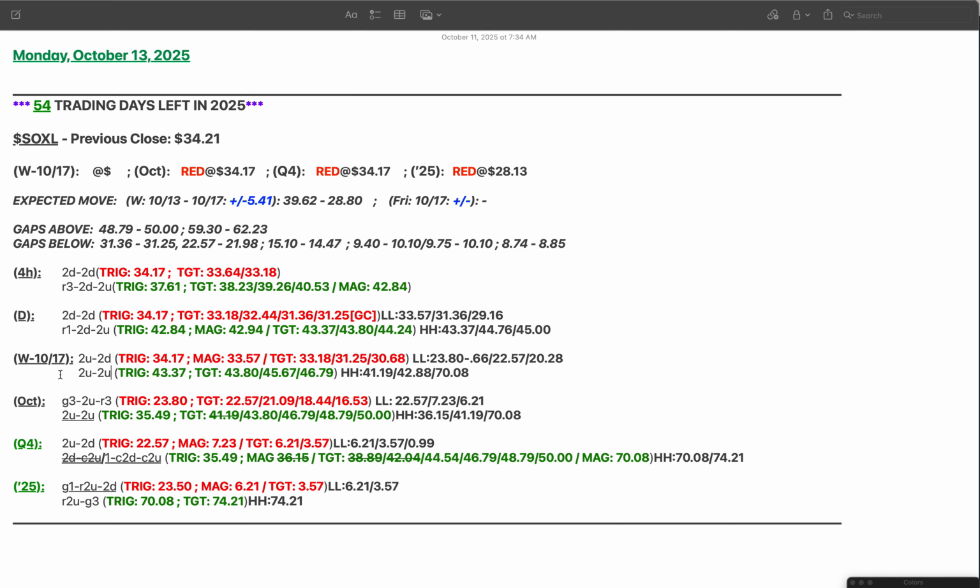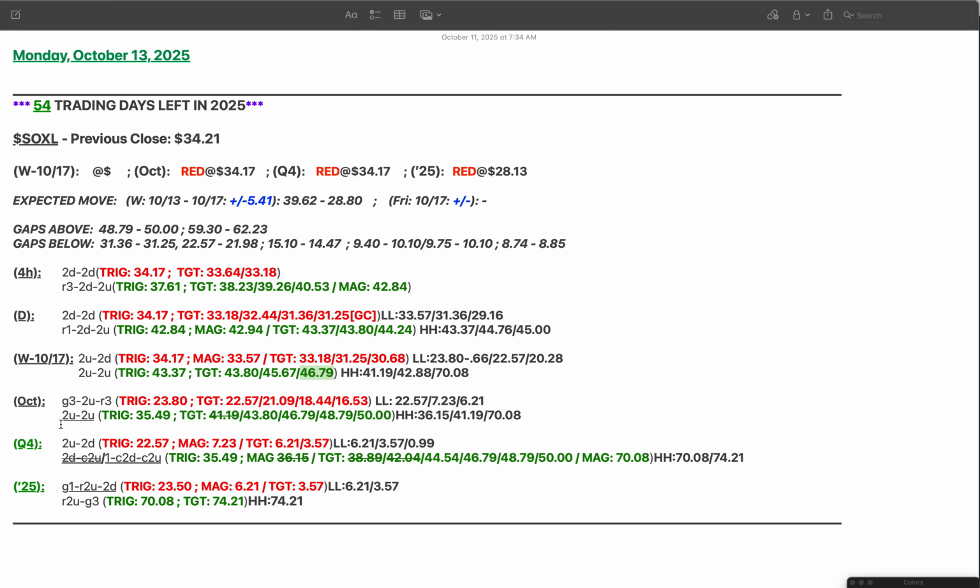Now, if we get a push back to the upside and we trigger to the upside, bulls will rejoice, but it'll just be a continuation. It won't even be a reversal. So we'll have a clear entry at 43.37, but no clear magnitude for the move. We would just have our extended targets of 43.80, 45.67, and 46.79.